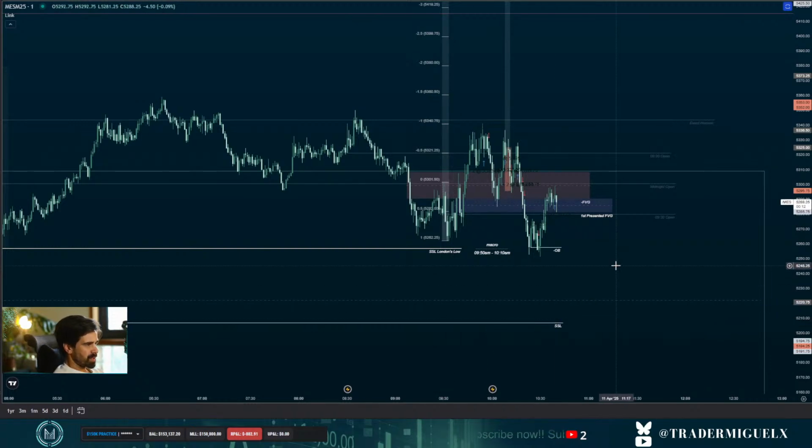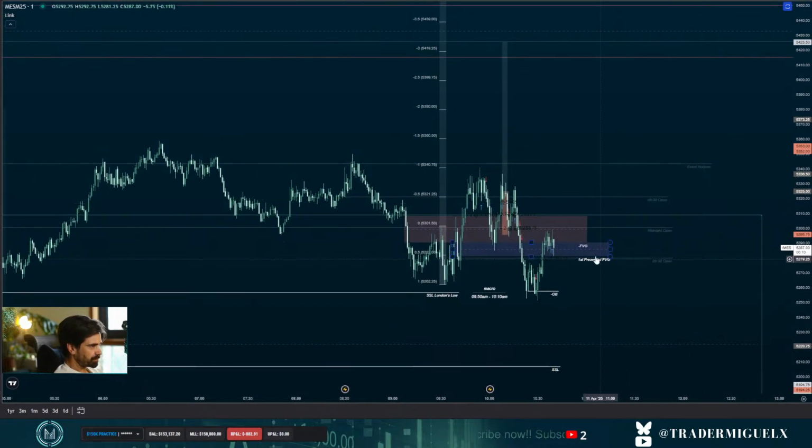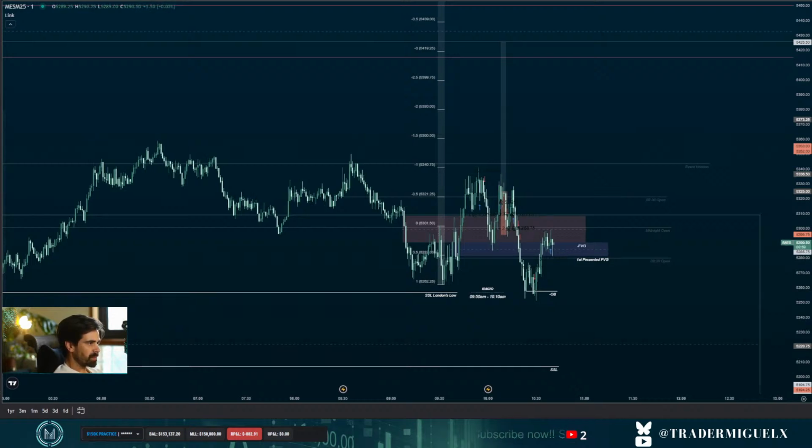Yeah, today's price action is quite boring. It seems like we will eventually go to the upside here. Price is supporting on the idea of the first presented fair value gap.